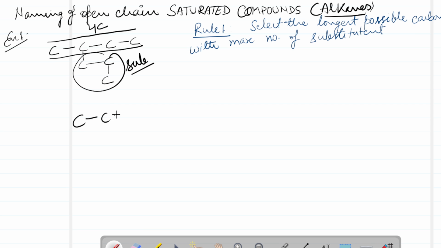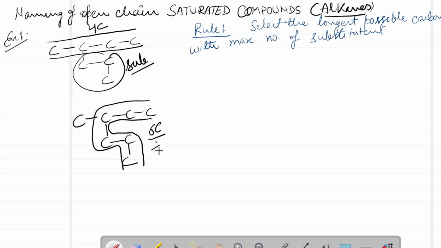If I select the principal chain like that, right, the principal chain would have 6 carbons with 1 substituent. 4 carbon, 1 substituent; 6 carbon, 1 substituent. So it would be the way of selecting the principal carbon chain.